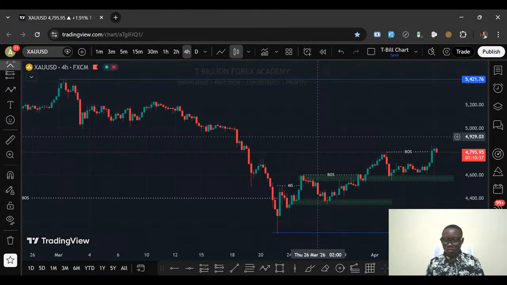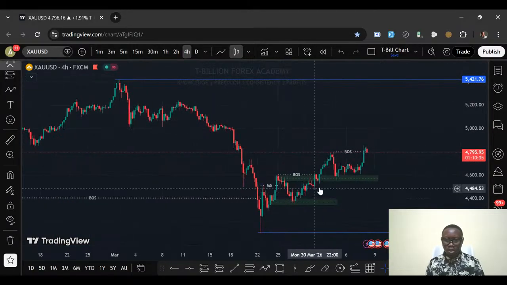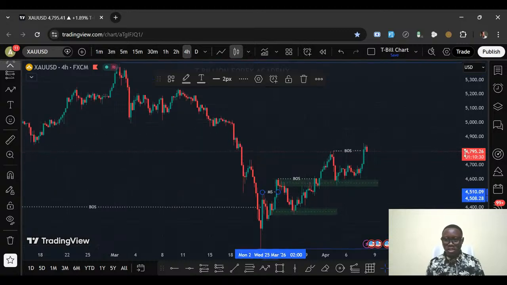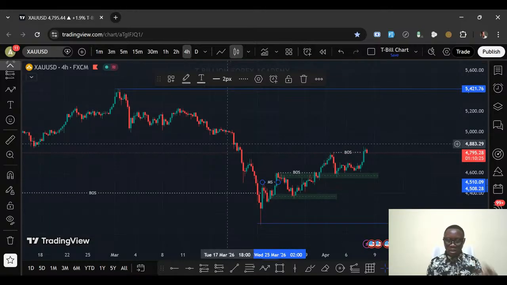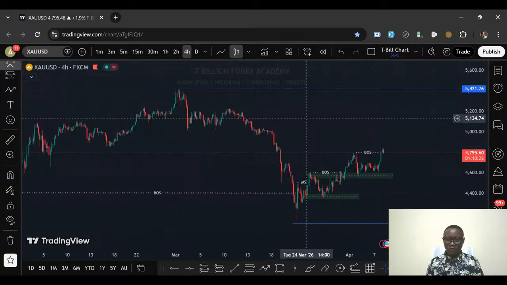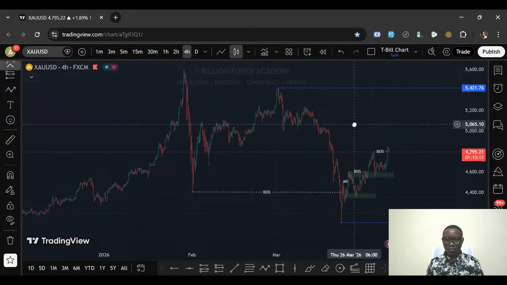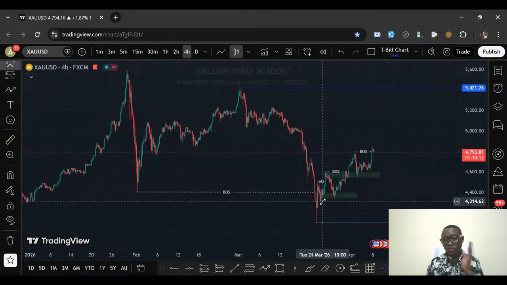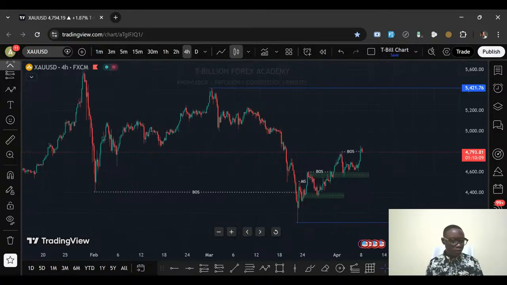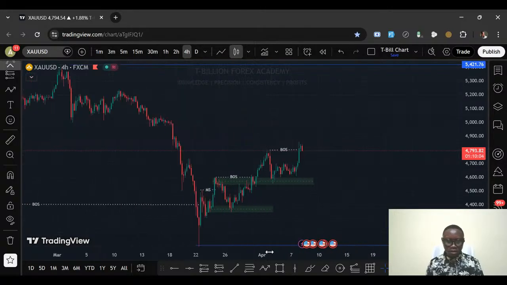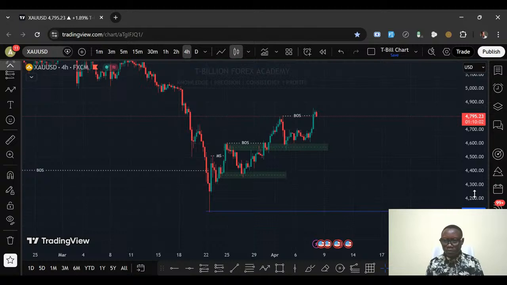So when you drill down to the 4H time frame, we have this market structure shift right here, indicating to us that this external bearish order flow is over. Okay, so now that we got a market shift right here, let's look at the price action closely.